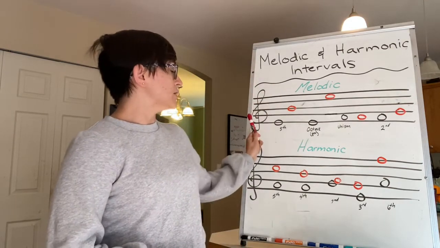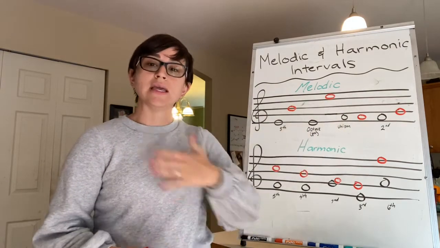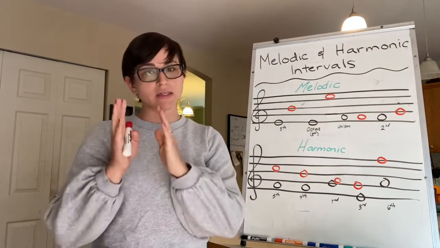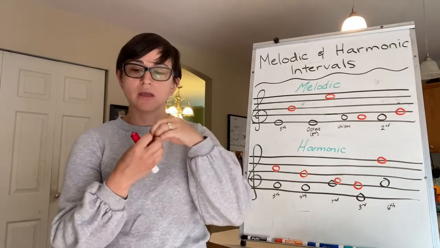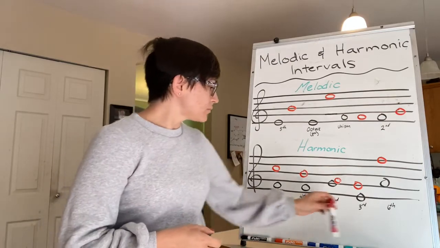Because melodic is one note after the other. It is in a melody. They don't happen at the same time. Harmonic intervals do happen at the same time. They create that beautiful harmony.